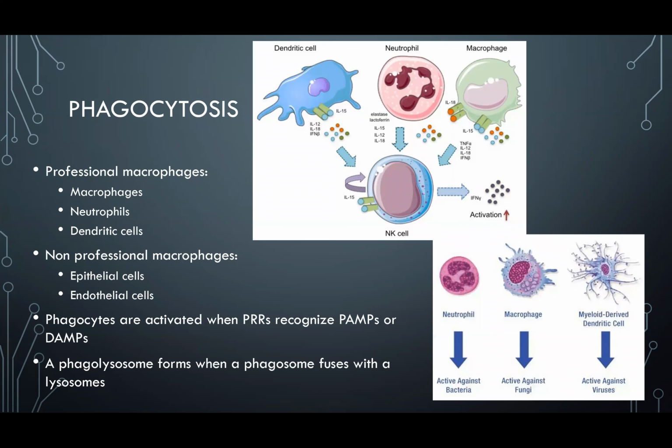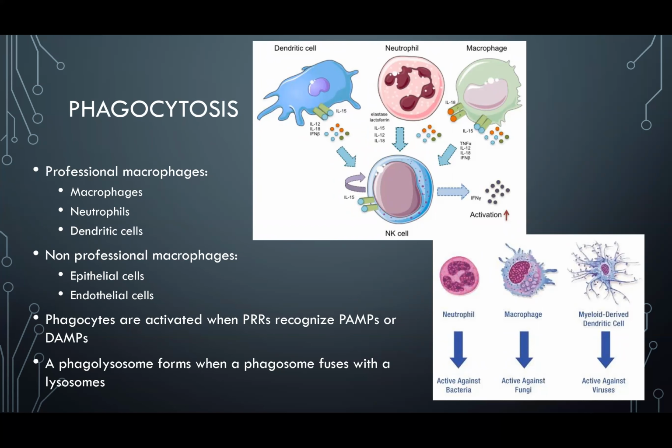Now we'll talk about the process of phagocytosis in more detail. Phagocytosis is a process where a cell engulfs a solid particle to form an internal phagosome compartment. Phagocytes are classed as professional, and these include macrophages, neutrophils, and dendritic cells. Non-professional phagocytes include epithelial and endothelial cells. Here on the screen, we've shown the professional macrophages, how they would look under the microscope.